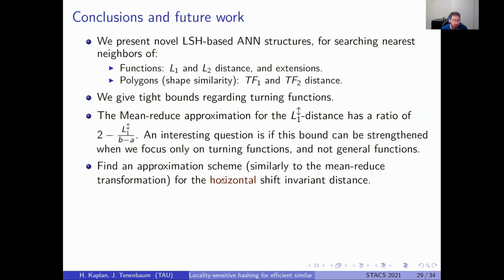Recall that the mean reduced approximation for the vertical shift invariant L1 distance has a ratio slightly below 2. An interesting open question is if this bound can be strengthened when we focus only on turning functions and not general functions. Another interesting open question is if there exists an approximation scheme similar to the mean reduced transformation to reduce horizontal and vertical shift invariant distances to vertical shift invariant distances.